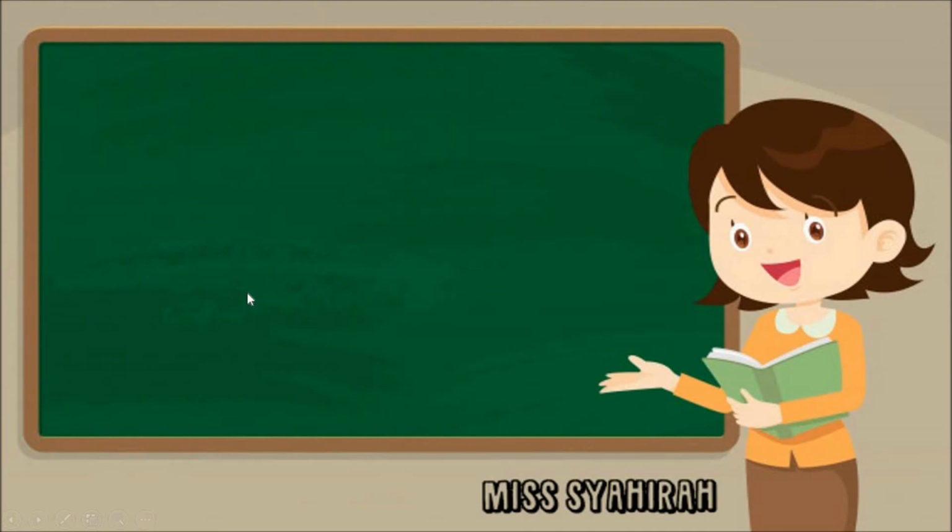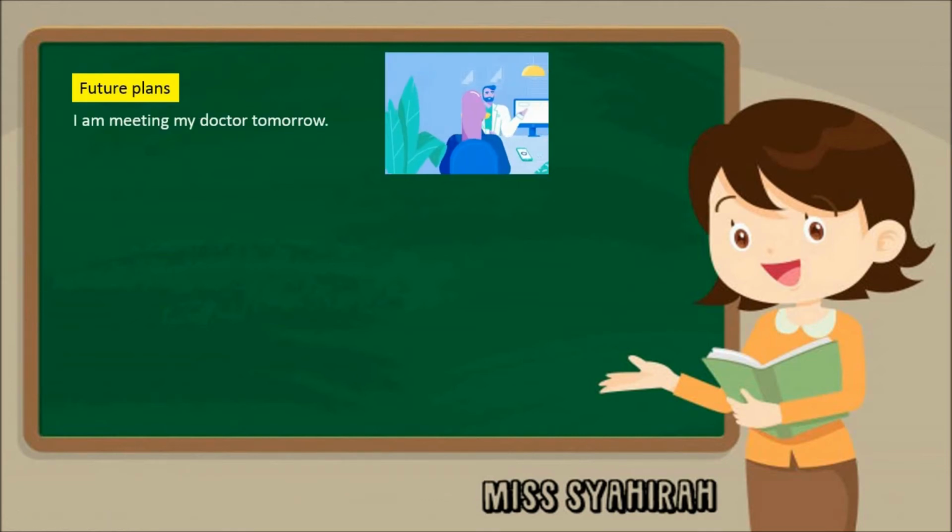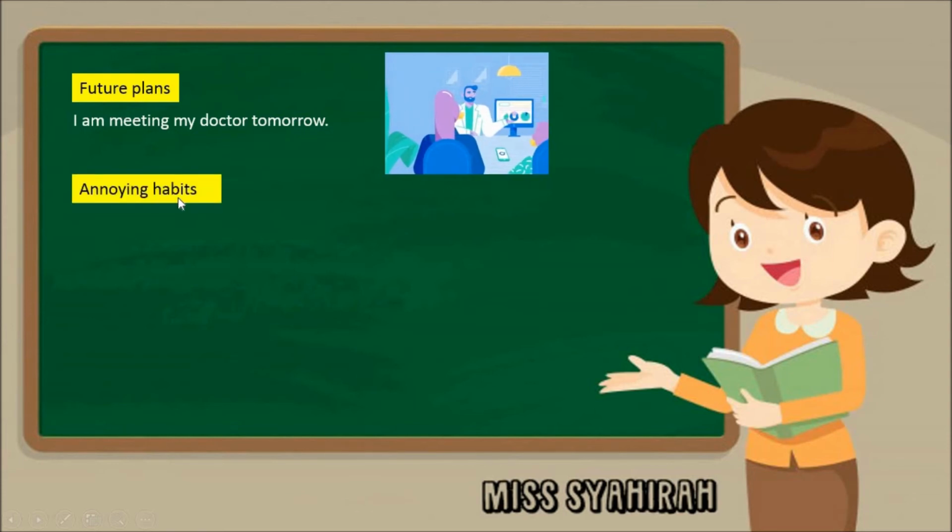Okay, next. Future plans. I am meeting my doctor tomorrow. So, ini future. Kamu rancang pada masa depan. Okay, esok nak jumpa doktor. I am meeting. Belum jumpa lagi ni. Ni future. I am meeting my doctor tomorrow. Rancangan saja. Future plans.